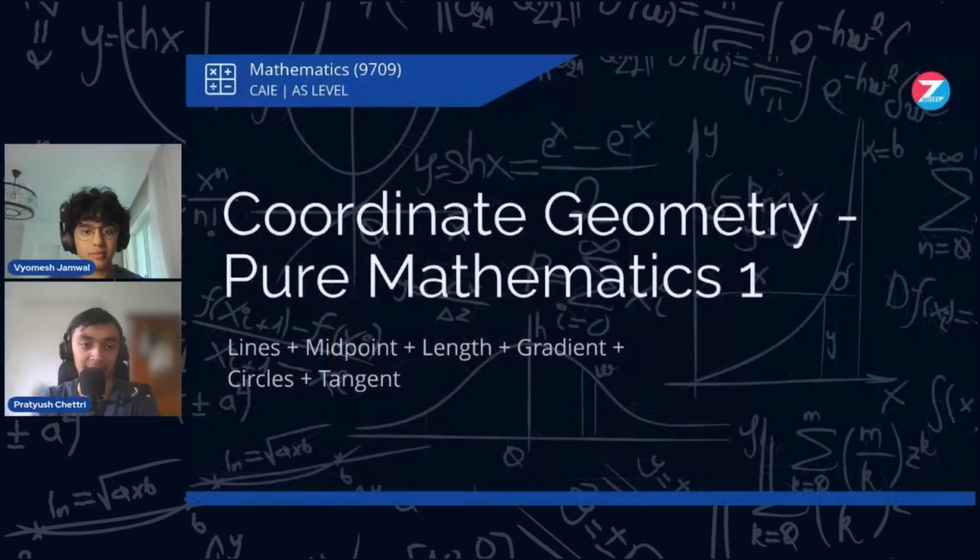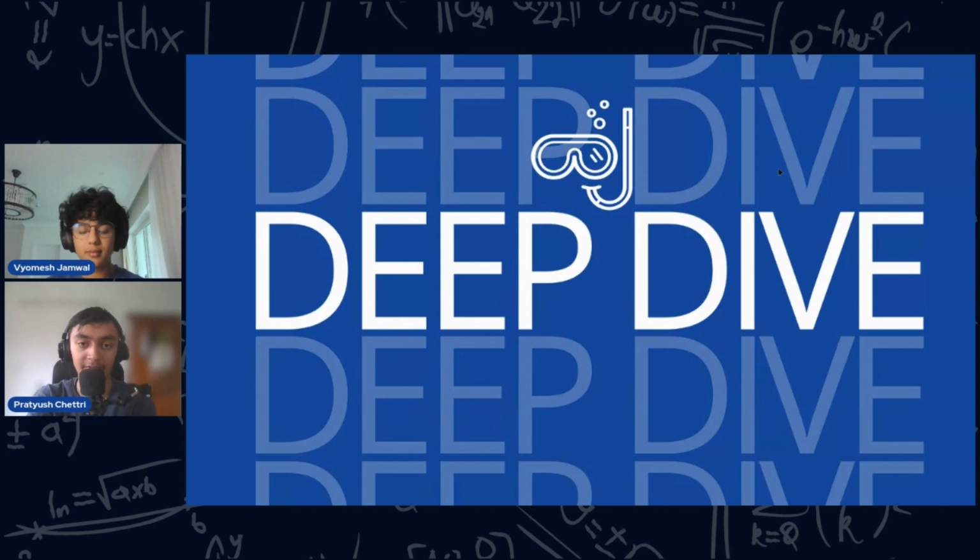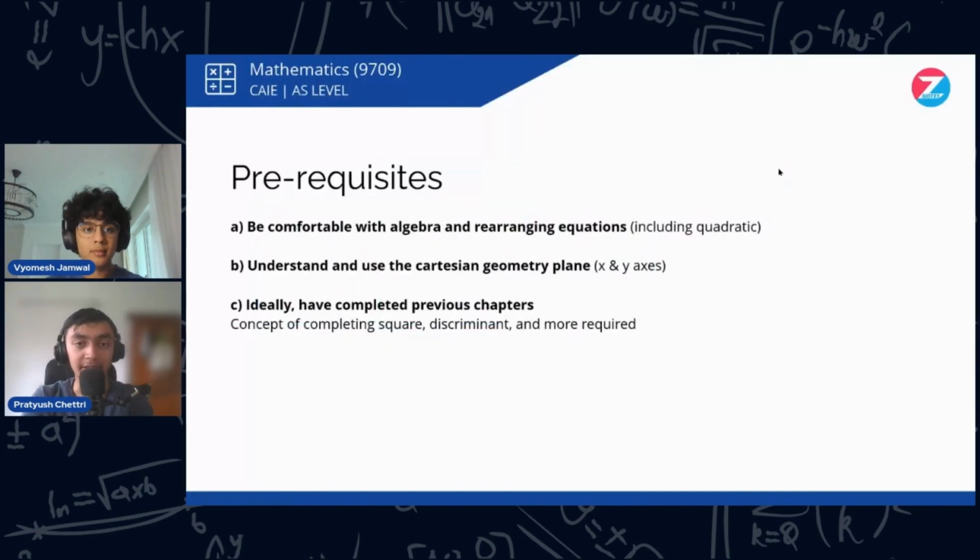Hey guys, I'm Pratyush, and I'm going to be explaining coordinate geometry to you, which includes the topics of lines, the midpoint, the length, the gradient, circles, and the tangent to circles. So let's get started. First of all, you should already have completed the previous two chapters, because you'll require some information or concepts from those chapters to effectively do this chapter.